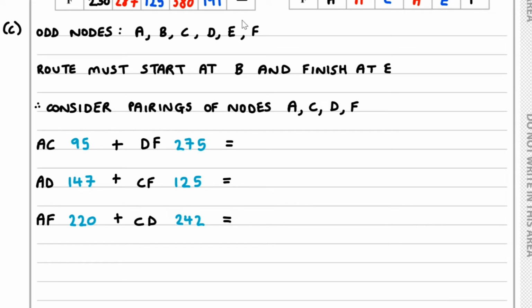So now let's add all these together. Here we get 370. Here we get 272. And here we get 462. So what you can see is this is the shortest route. So what we now need to do is repeat AD and CF. So we will repeat AD and CF now.